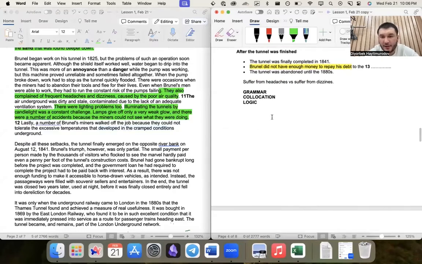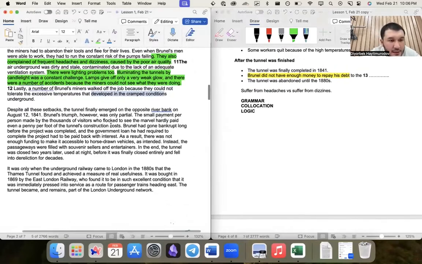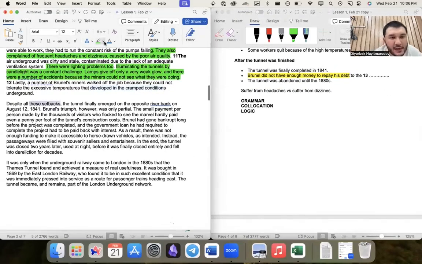And finally, after the tunnel finished, what happened? Despite all these setbacks, can anybody tell me what setbacks mean? Setbacks, what does it mean? Problems, thank you. The tunnel finally appeared on the opposite riverbank. The tunnel was completed in 1841. Brunel's triumph, which means success, was only partial.